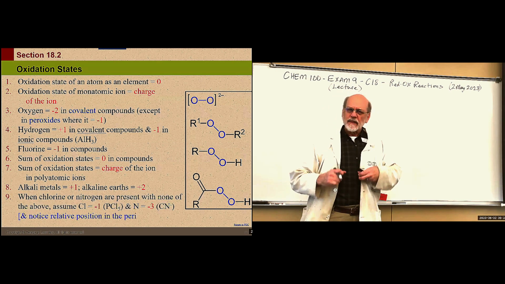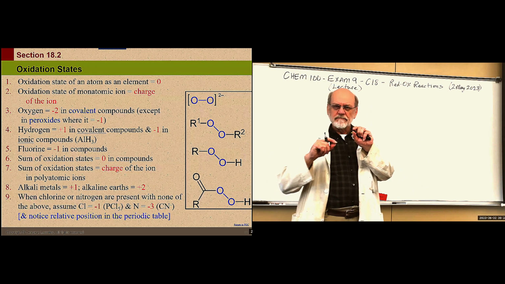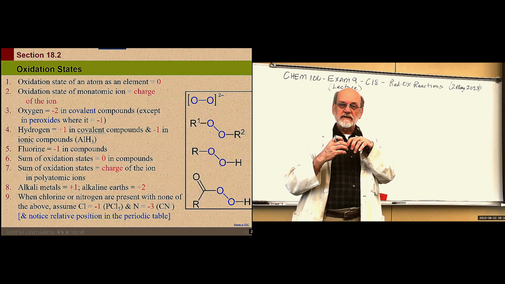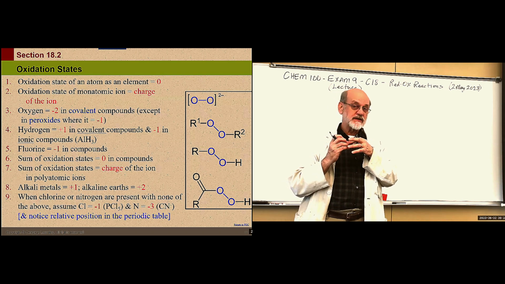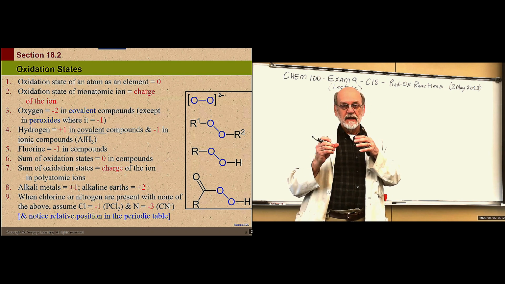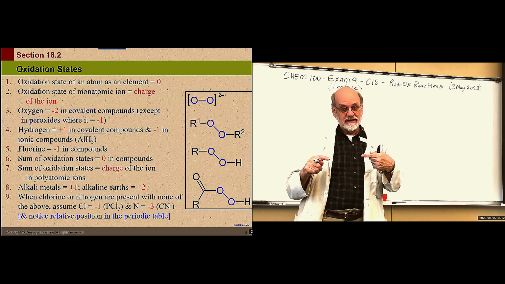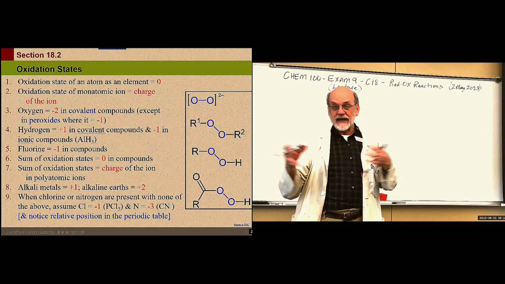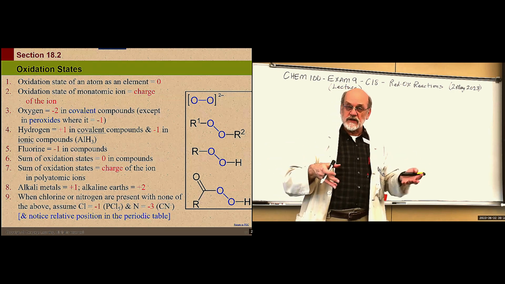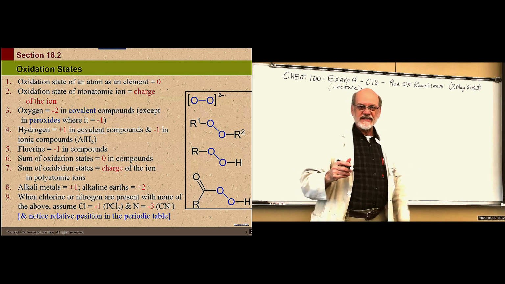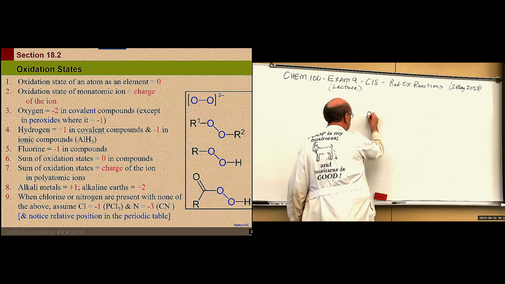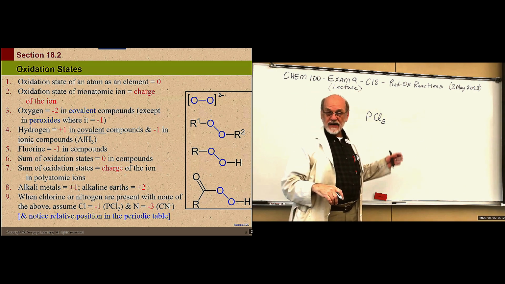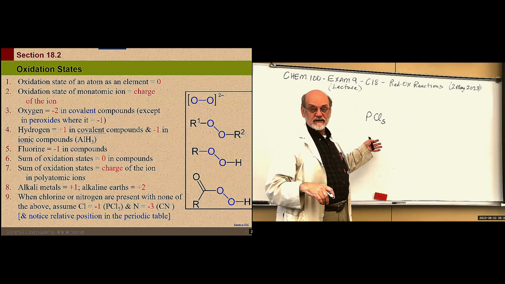Now, sometimes you have elements in combination in which each of the elements could have multiple oxidation states, the possibility. So unless we assign oxidation states in those cases, we're stuck. We can't calculate the unknown oxidation state. For example, PCl5. Okay. Chlorine could be minus one. It could be plus three. It could be plus five.